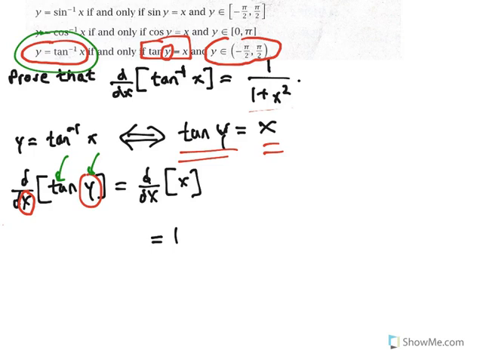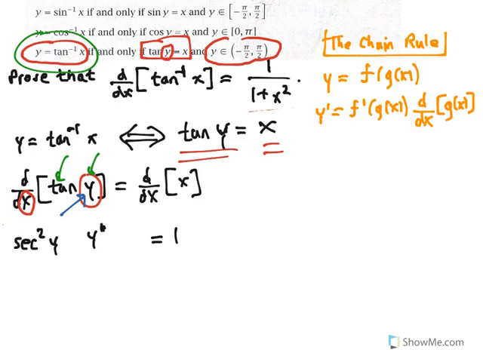So the derivative of tangent is secant squared, so we have secant squared y, and then you multiply using the chain rule by the derivative with respect to x of the inside function y, which is what we're after. It's dy dx, or y prime. And we got that using the chain rule.